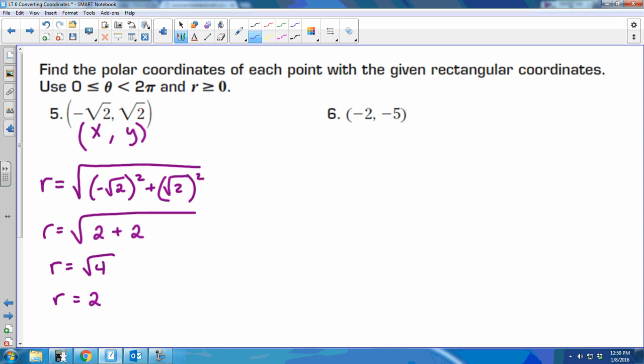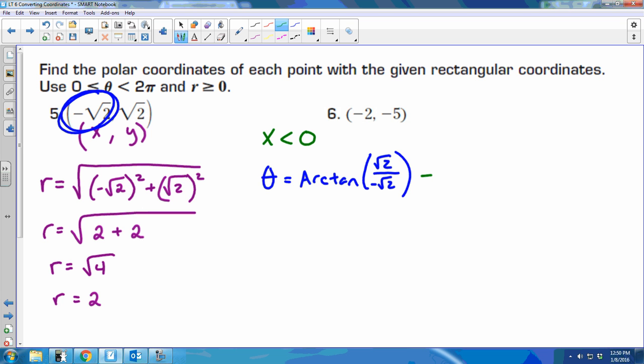All right. Any questions about how I found r? Then I need to find theta. So theta equals the inverse tangent of y over x. So I need to decide if I need to add the 180 or not. So, if you're looking at the original x in the problem, is x greater than or less than 0? Less than 0. Correct. X is less than 0, which means I need to add 180. That's what the formula says. If x is less than 0, you add 180. What is the square root of 2 divided by negative square root of 2? Negative 1.